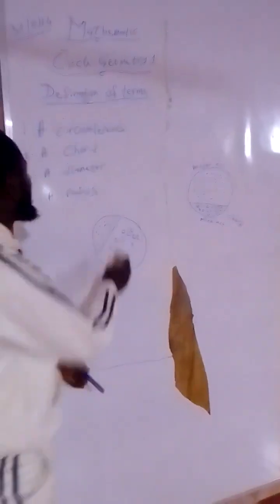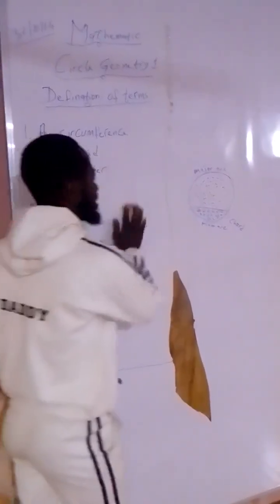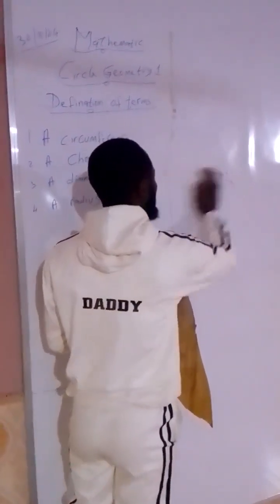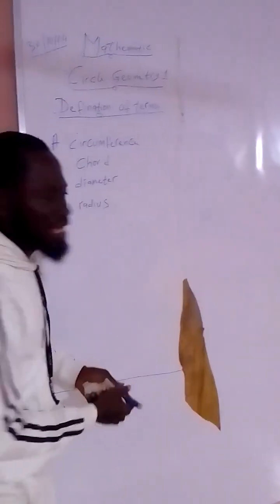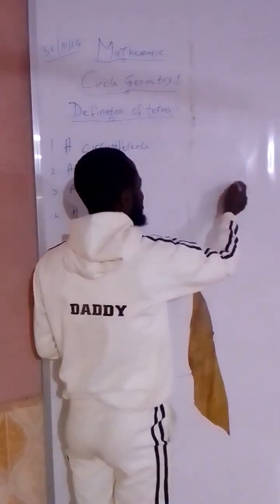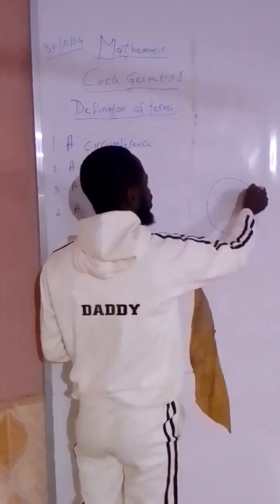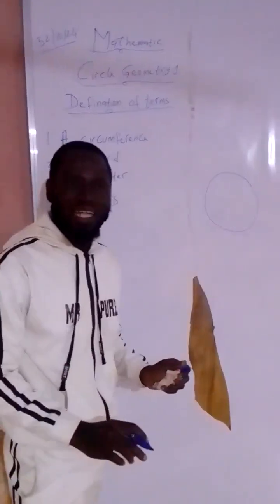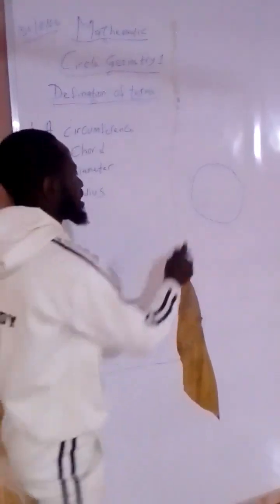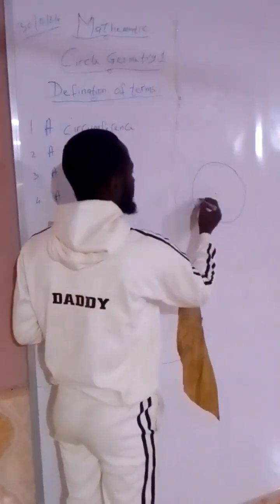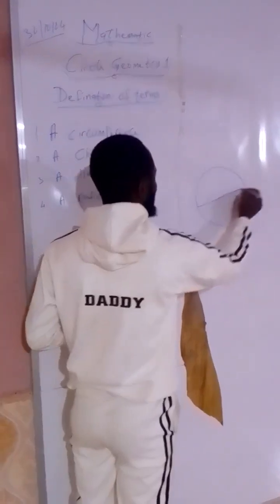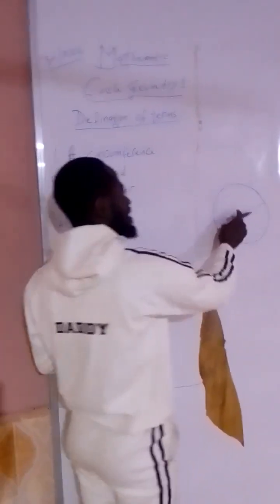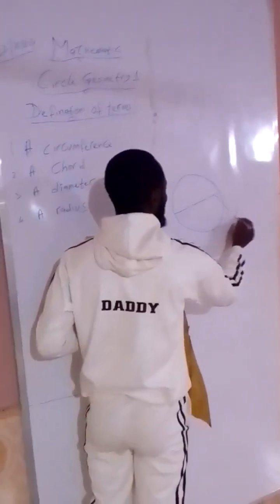Another definition that I'm going to talk about here is known as a diameter. But what is the meaning of a diameter? A diameter is a straight line that is also joining any 2 points of the circumference together, but this line is passing through the center of the circle. If this is the center of this circle, then I have a line like this. Then this line is known as what? A diameter.